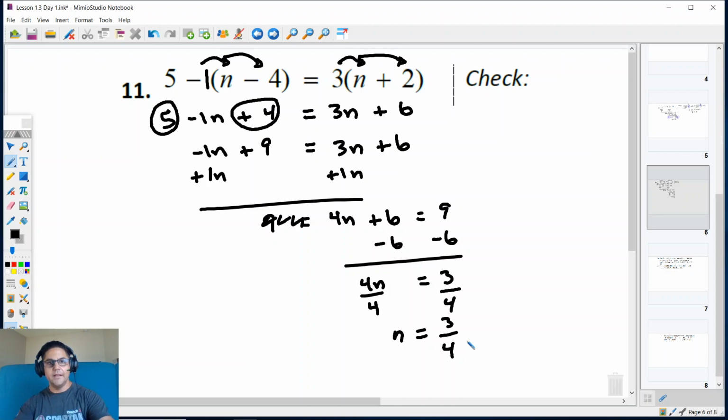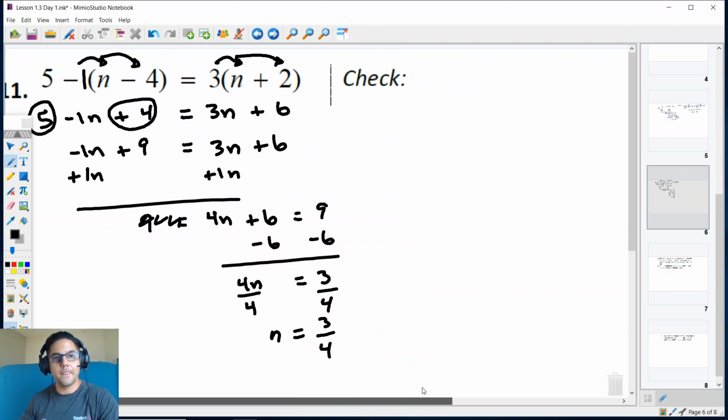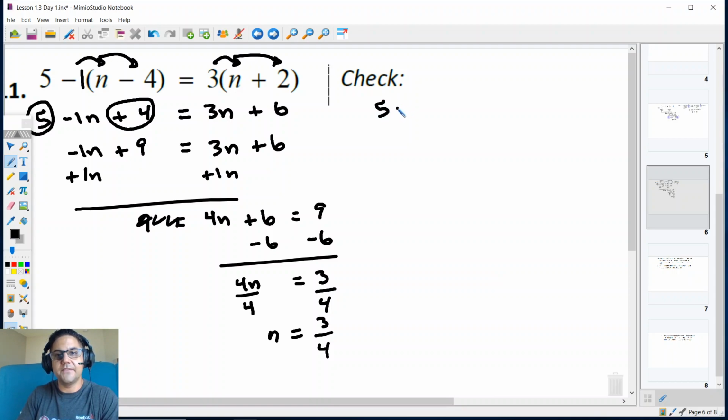All right, so it looks good. Let's check now. So remember on the check, it is 5 subtract the quantity, parentheses, fraction, 3/4, subtract 4. Oh, I wanted to change the color with our substitution. So that is blue here. So 3/4, because that's the value of n, subtract 4. Is equal to 3 times the quantity. Got to write my fraction.